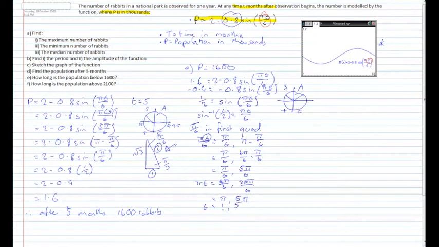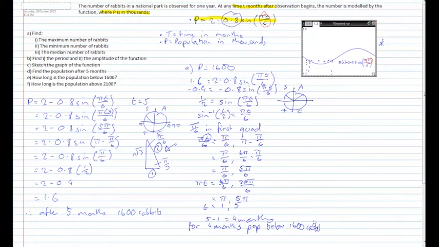So it's after the first and fifth month that you get 1600. Actually, the first month will be here because it's half, and the fifth month is around about here. You've got 1600. So therefore, we go 5 minus 1 is equal to 4 months. So for 4 months, the population is below 1600 rabbits.